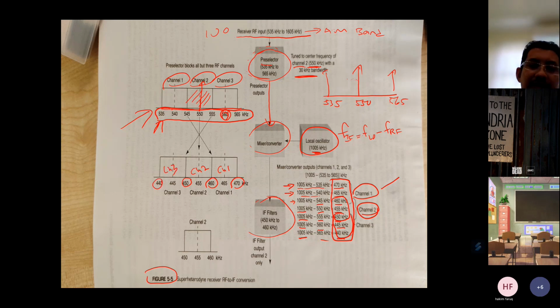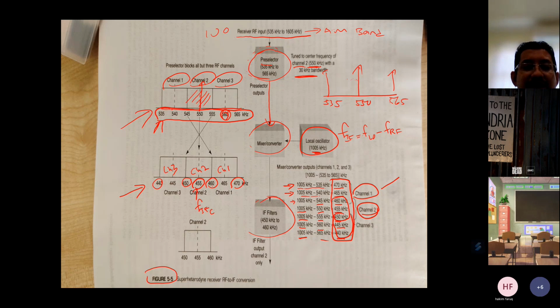So apa beza dia? So kita lihat bahawa dia dah swap, dah terbalik. So channel 1 berada di kanan, channel 3 berada di kiri. Dan dia punya frekuensinya berubah kepada intermediate frequencies. Dan tadi kalau you lihat, ini nampak 455. So this 455 is the center of IF. IF center.